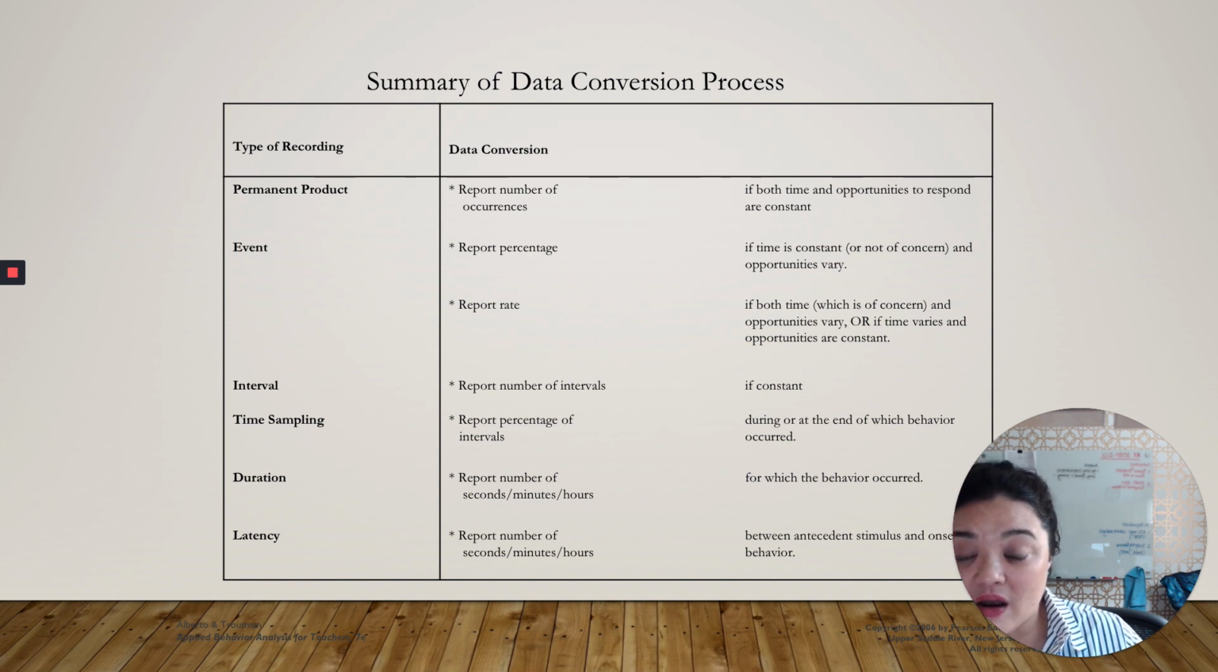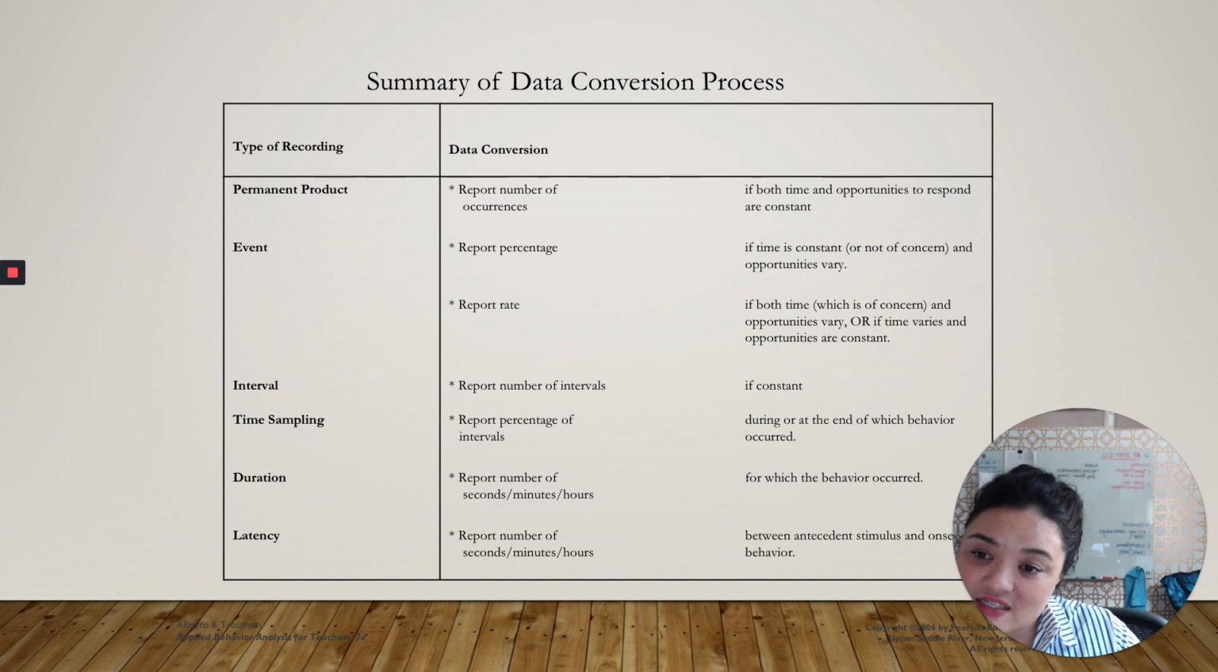So let's say we are looking at number of pages read per minute, okay? If each time you are just looking at 1 minute, you could just report that he read 2 pages per minute. But if that time varies, so let's say we didn't look at just 1 minute intervals, but one day we looked at his reading rate for how many pages he read in 3 minutes, we can't compare 3 minutes to 1 minute. You'd have to convert that 3 minutes to a rate.